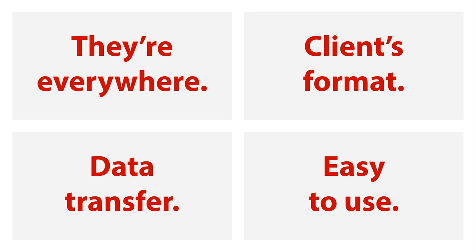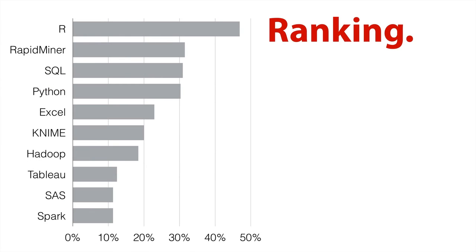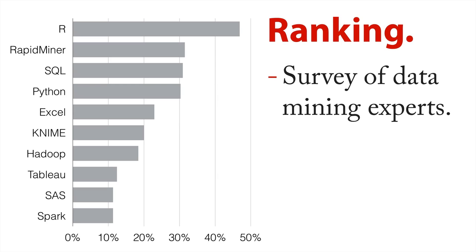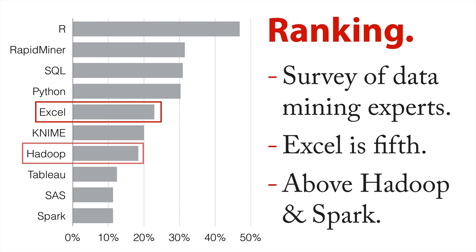And if you want a second opinion on this, let's take a look at this ranking that is a survey of data mining experts. It's the KDnuggets data mining poll. And these are the tools they most use in their own work. And look at this, lowly Excel is fifth on the list. And in fact, what's interesting about it, it's above Hadoop and Spark, two of the major big data fancy tools. And so Excel really does have a place of pride in a toolkit for a data analyst.